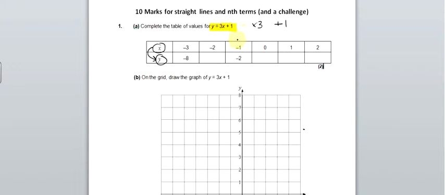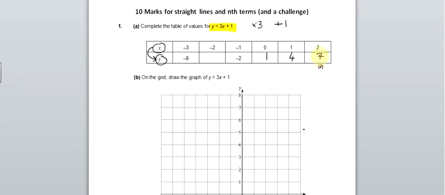And when we do this, it's a good idea not to start at this end of the table where the negative numbers are, but at the positive end. So we do 2 times 3, which is 6, add 1, which is 7, and that goes there. Now we do 1. 1 times 3 is 3, add 1 is 4. Now this one. 0 times 3 is 0, add 1 is 1.